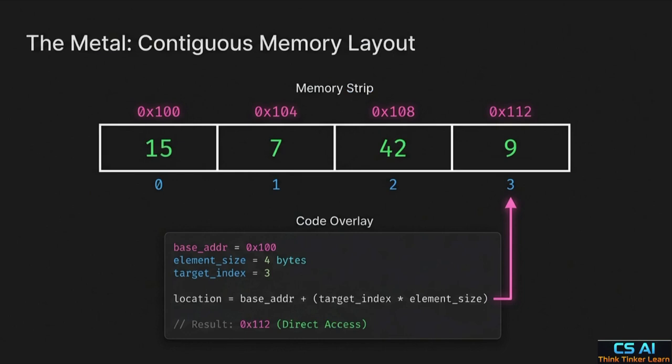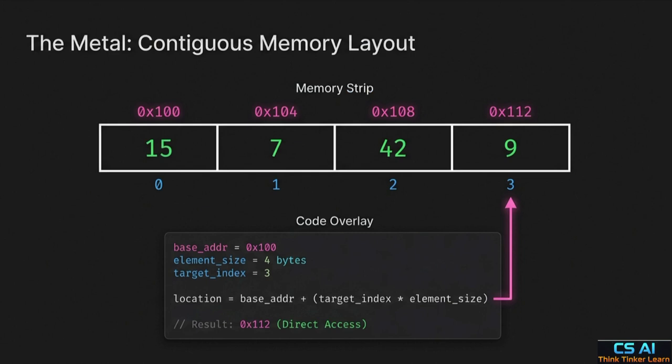To truly master arrays, we must start with the metal, which refers to the contiguous memory layout of your computer. Imagine memory as a long strip of numbered cubbies. When you declare an array, the computer reserves a single unbroken block of these cubbies. This contiguous nature is what gives arrays their superpower, which is constant time, or O(1), direct access.